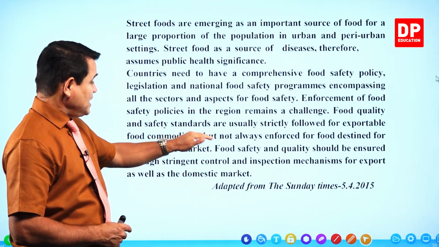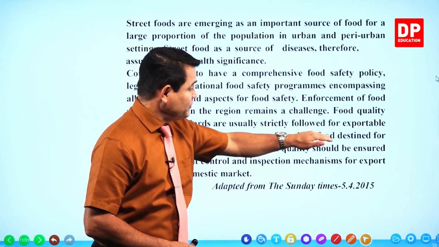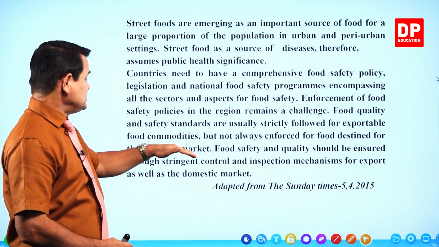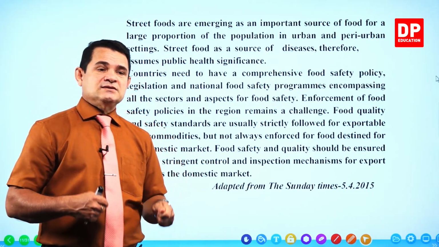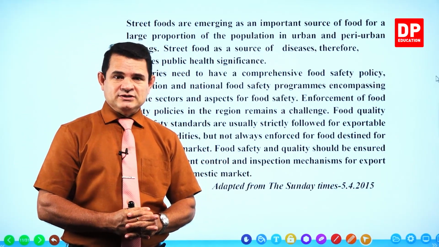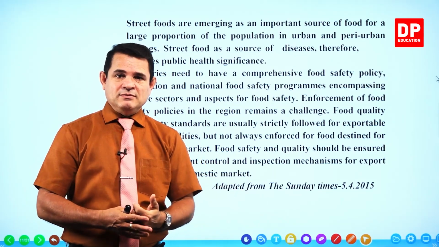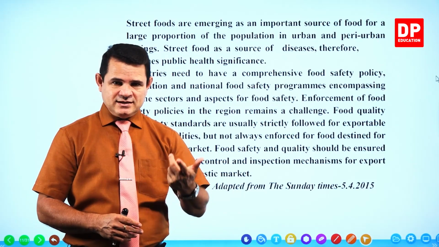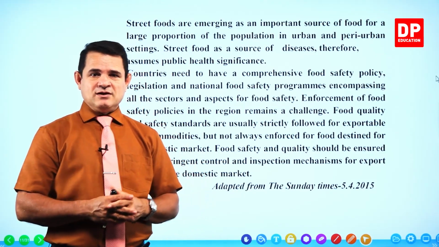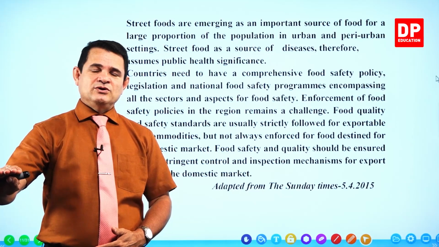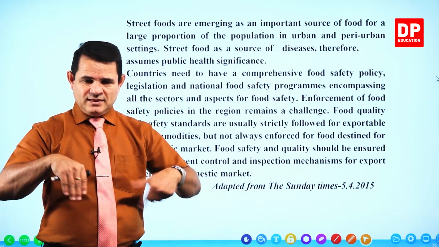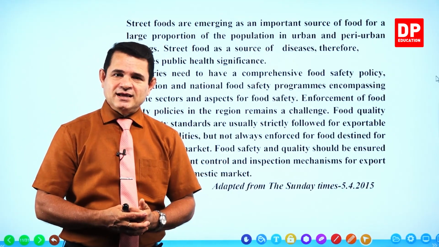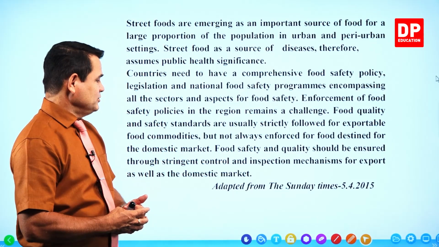Food commodities, but not always enforced for food destined for the domestic market. So then food that is taken to the domestic, the normal market, then for the export things, අපනයනය කරන ද්‍රව්‍යවල ඒවයි quality එක හොඳට හොයලා බලනවා. But the things that go to the normal market, domestic, දේශීය market එකට යන ආහාරවල ඒ quality ගැන සැලකිල්ලක් දක්වන්නේ නැහැ. So that is not that good.